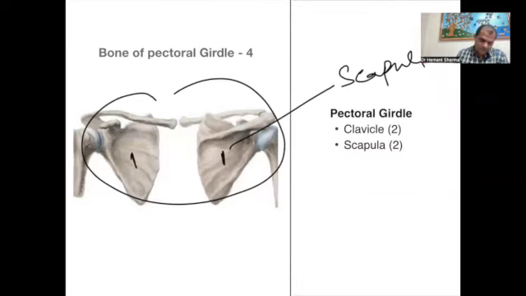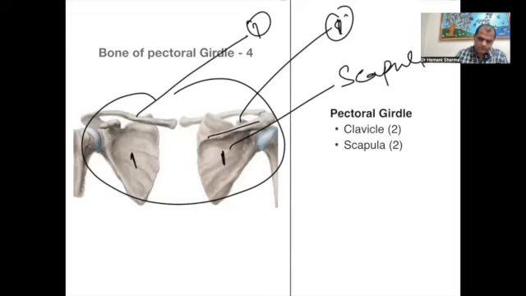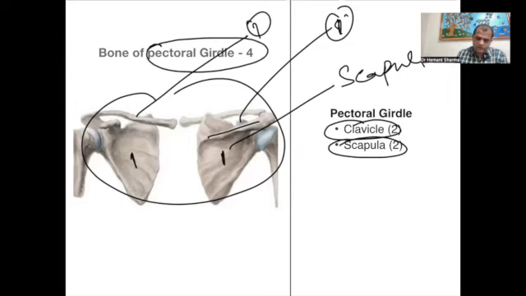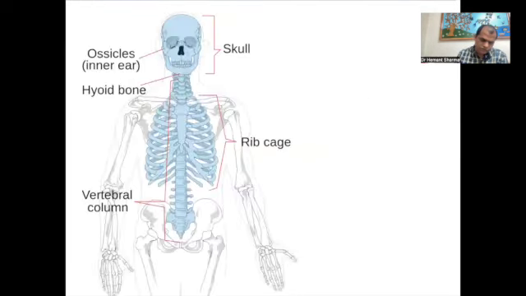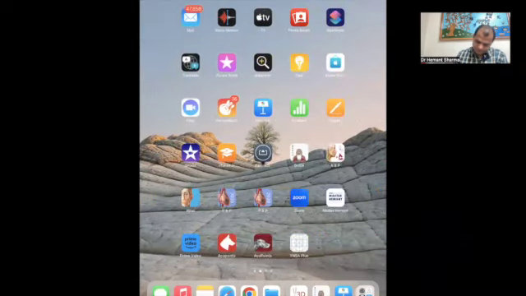This is the shoulder blade. And we have two collarbones, one collarbone, and this is the second collarbone. So the two scapulae and the two collarbones together are called the pectoral girdle. The medical name is pectoral girdle. Let's see here once again in the other image. When we look at the human body, let's see here.